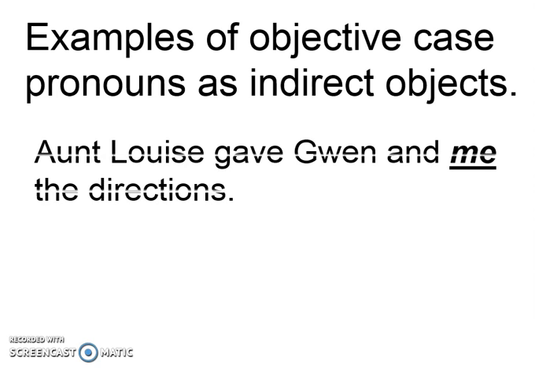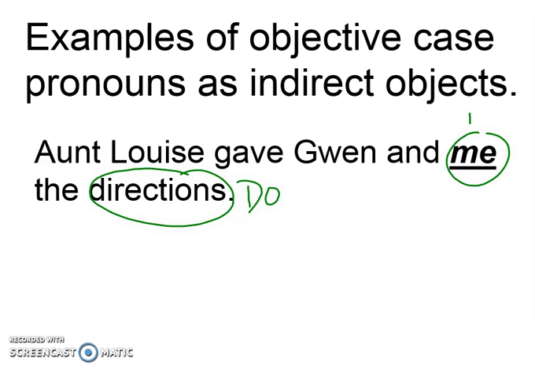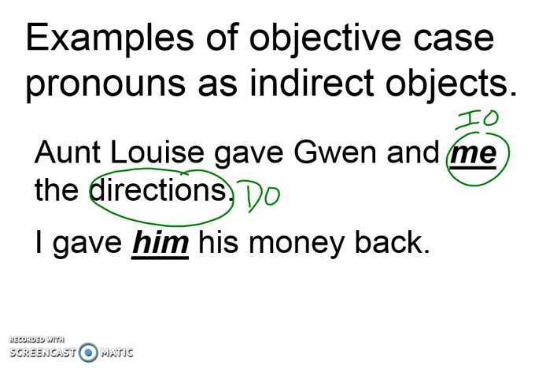Indirect objects. Aunt Louise gave Gwen and me the directions. What did Aunt Louise give? Directions. So that's the direct object. And then to whom did Aunt Louise give the directions? Me functions as the indirect object. I gave him his money back. What did I give? Money. Direct object. To whom did I give the money? Him. Indirect object.